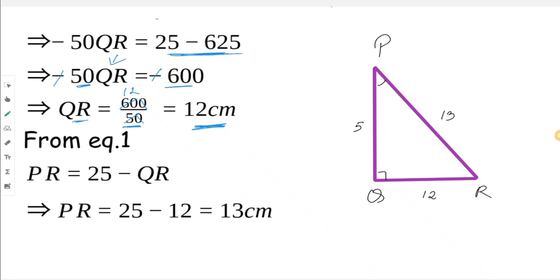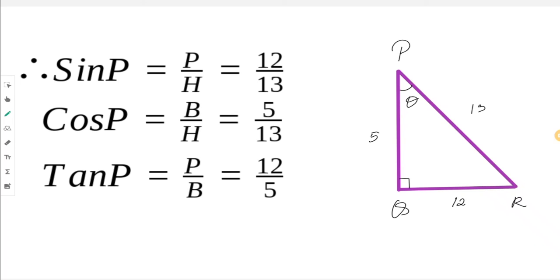We still need to find PR, this other side. So if you go back to your equation 1, what is your equation 1? Your equation 1 was PR equals 25 minus QR. Remember, we got QR from here, 12 centimeters. So I just have to put it here, 12, and when you subtract, you'll get 13. Now if you look here, I got all the sides. PQ was given, QR we found as 12, and PR also we finally got after substitution. So 5, 12, and 13 are the lengths of the three sides. Now we just have to put it here directly.